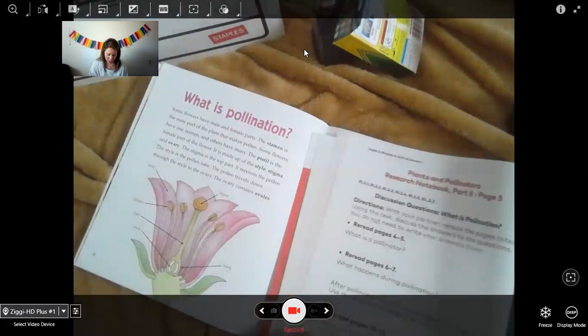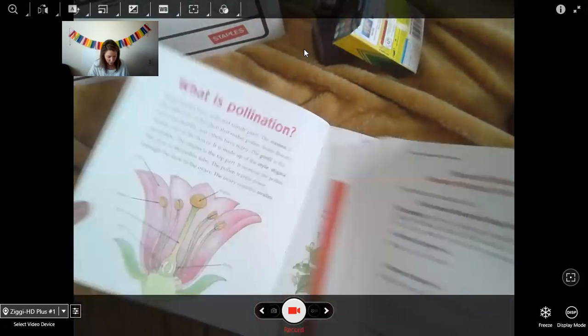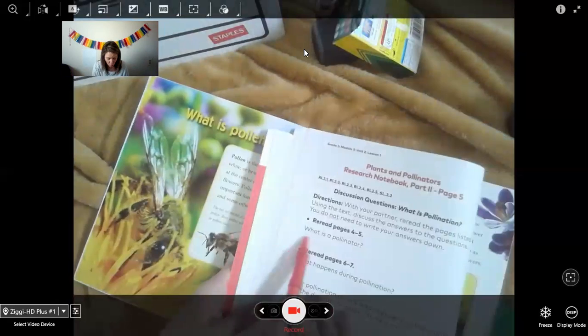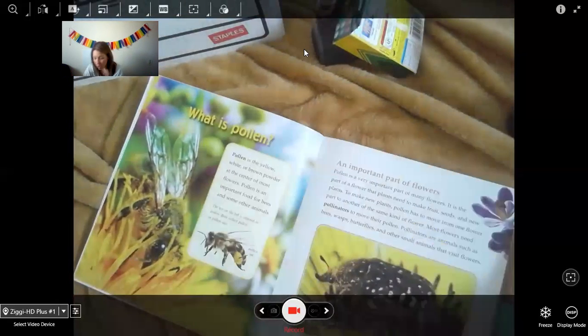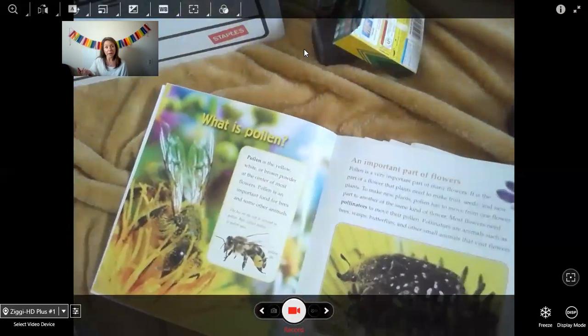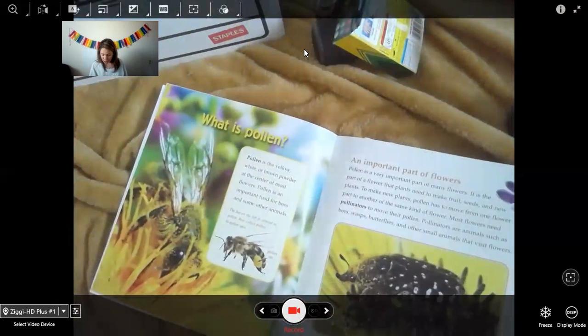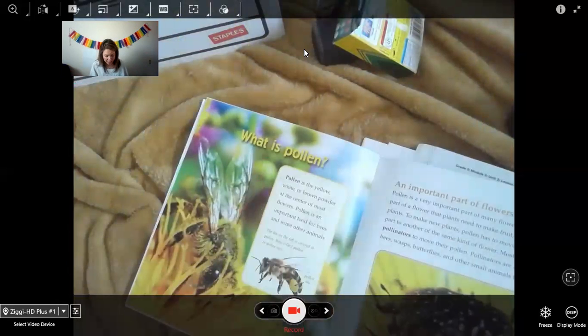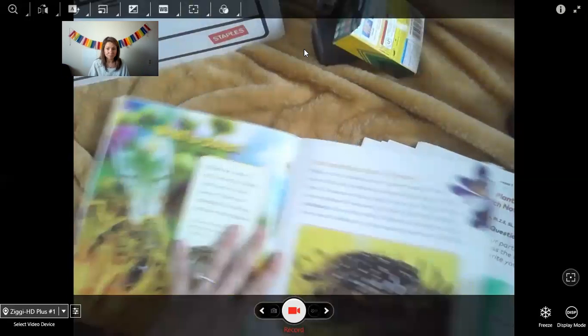Okay, so the first thing it says is reread pages 4 through 5. So let's see. Here's page 4, here's page 5. We are trying to answer what is a pollinator, okay? So I am going to reread all of this section, and then we together, I'll do this part if you promise to do the next ones on your own, to answer what is a pollinator. So it says, what is pollen? Pollen is the yellow, white, or brown powder at the center of most flowers. Pollen is an important food for bees and some other animals, an important part of flowers.